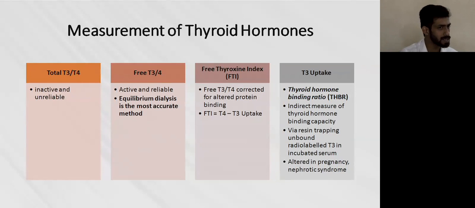This is a measurement that is usually done at a research level and not at a clinical practice level. These are the studies through which you've actually come up with your new cutoffs for pregnancy and things like that. Not used in routine clinical practice. But when you have a patient with nephrotic syndrome or pregnancy, you should remember that my cutoffs are not the same. My interpretation is not the same.